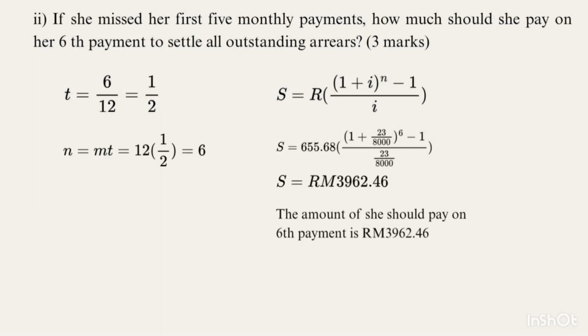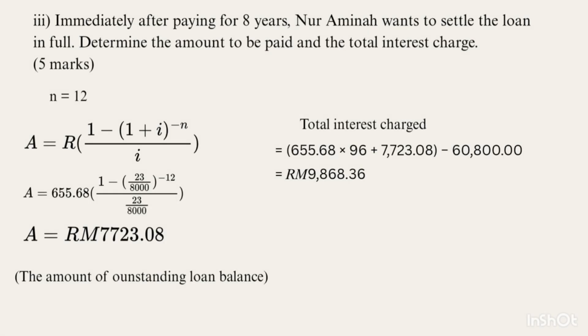Next, question number 2C2 Roman. If she missed her first 5 monthly payments, how much should she pay on her 6th payment to settle all the outstanding arrears? S is 3,962 ringgit 46 cents. The amount she should pay on 6th payment is 3,962 ringgit 46 cents.